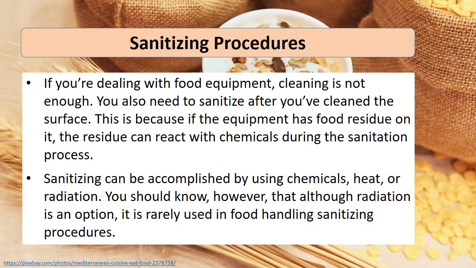Sanitizing procedures. If you're dealing with food equipment, cleaning is not enough. You also need to sanitize after you've cleaned the surface. This is because if the equipment has food residue on it, the residue can react with chemicals during the sanitation process. Sanitizing can be accomplished by using chemicals, heat, or radiation. You should know, however, that although radiation is an option, it is rarely used in food handling sanitizing procedures.